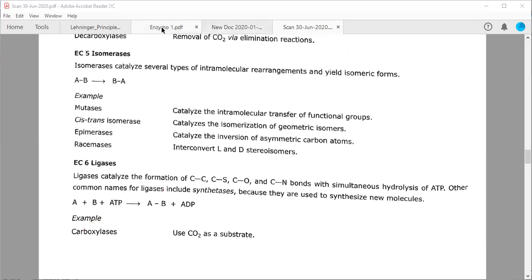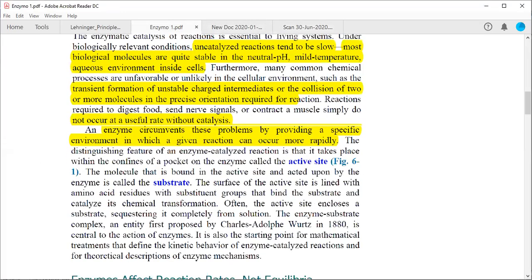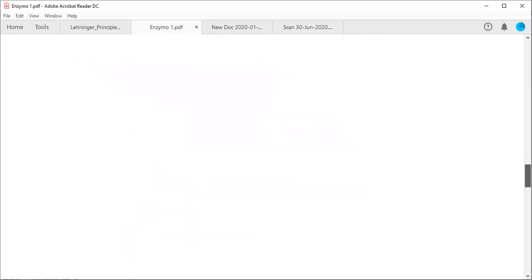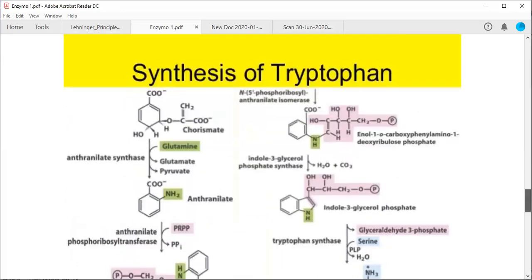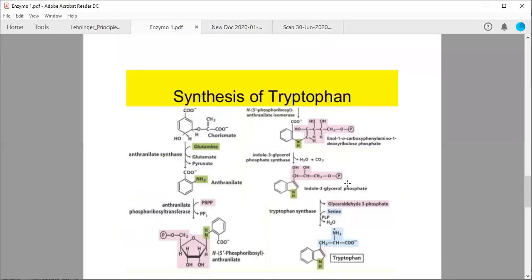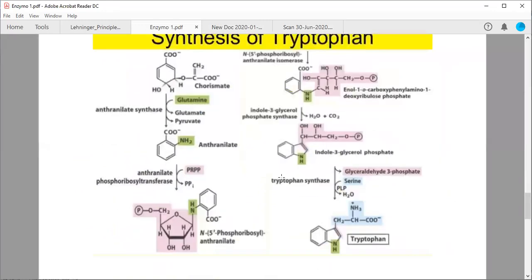Okay, so this is called the tryptophan biosynthesis pathway, the synthesis of tryptophan. If you remember this pathway, this phosphate is getting converted into anthranilate with the help of an enzyme, anthranilate synthase, which will convert glutamine into glutamate and transfer the amino group to this particular molecule to make anthranilate.